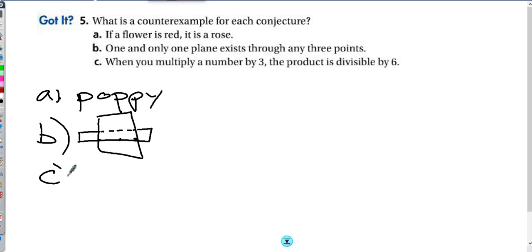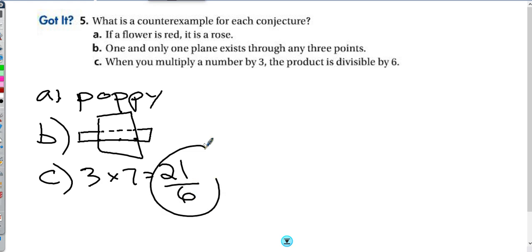C says when you multiply a number by 3, the product is divisible by 6. The first thing I think of is 3 times 7. Any one of those would work. 3 times 7 is 21, and 21 divided by 6 cannot happen evenly. Does that make sense? Yes.